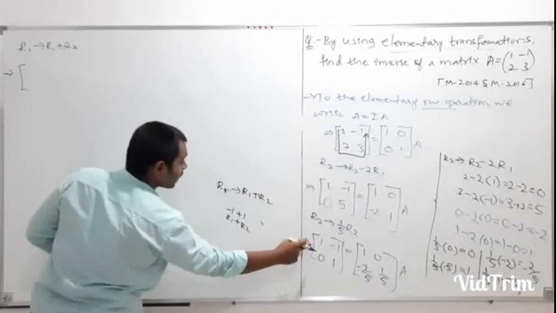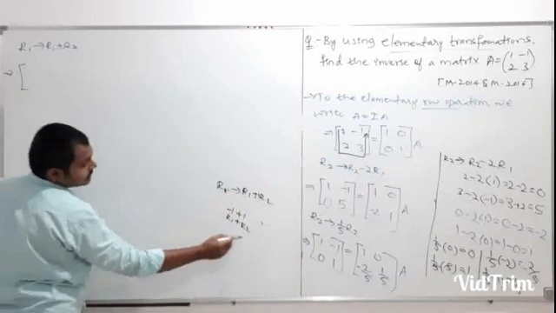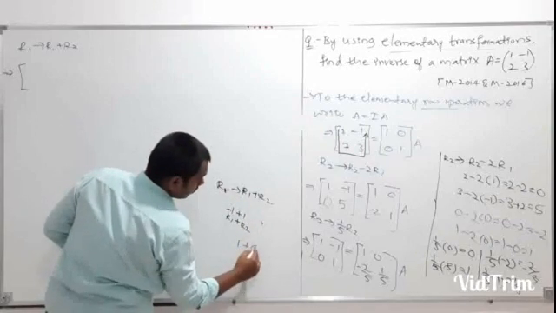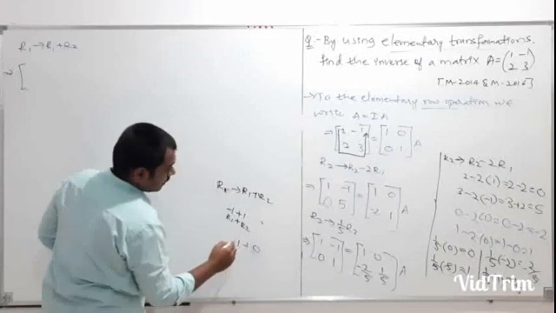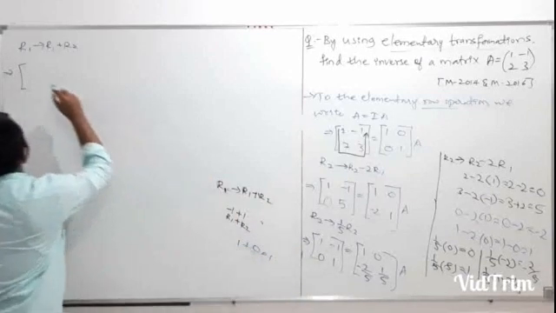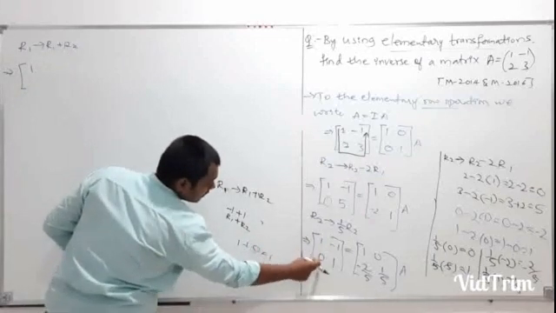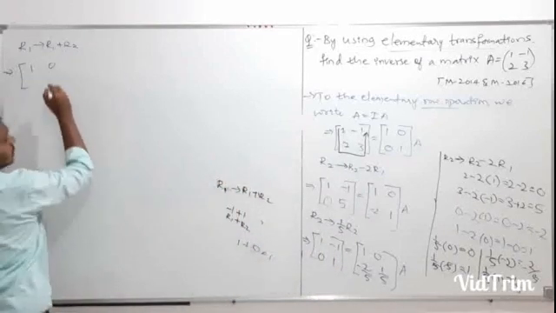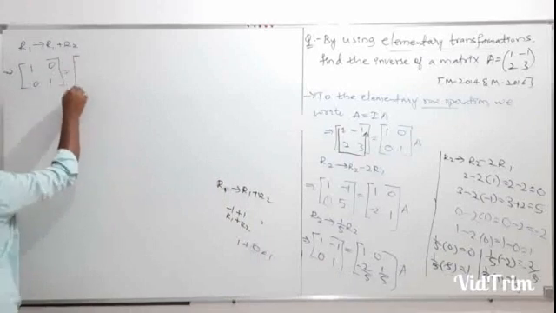Clear my dear students? So this will become: row 1 is changing, so here it is 1. Row 1 is 1 plus, row 2 is minus 1 plus 0, which is 1. Row 1 changes to row 1 plus R2, so 1 plus 0 is 1. Next my dear students, minus 1 plus 1 is 0. And row 2 is as it is, 0, 1, and this is equal to.